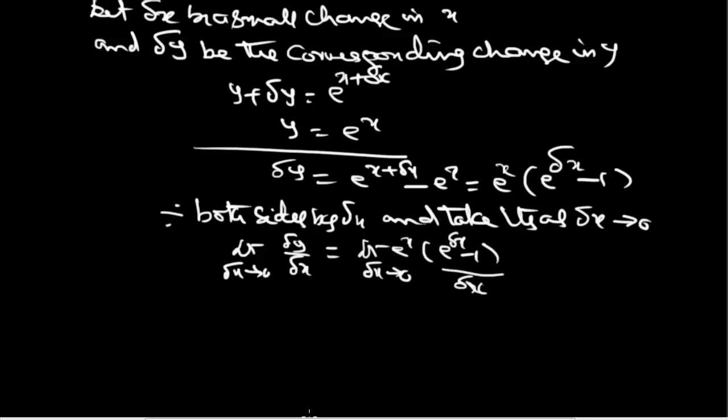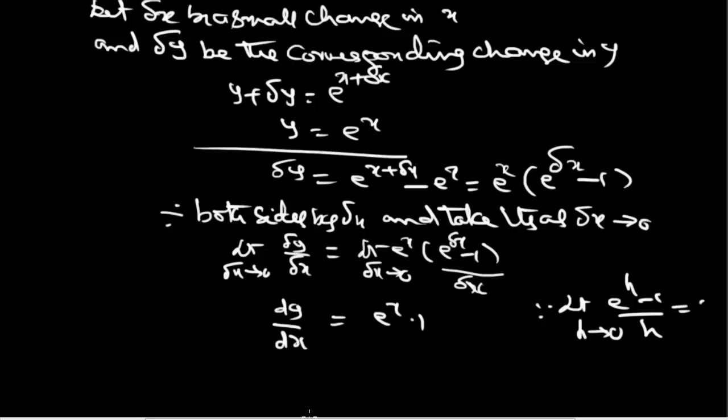Now by convention left hand side is dy by dx. Right hand side is equal to e power x, and that bracket, the limit as delta x tending to 0, is 1. Why? Since limit of e power h minus 1 by h as h tending to 0 is equal to 1. So therefore we conclude if y is equal to e power x, dy by dx is equal to e power x only.